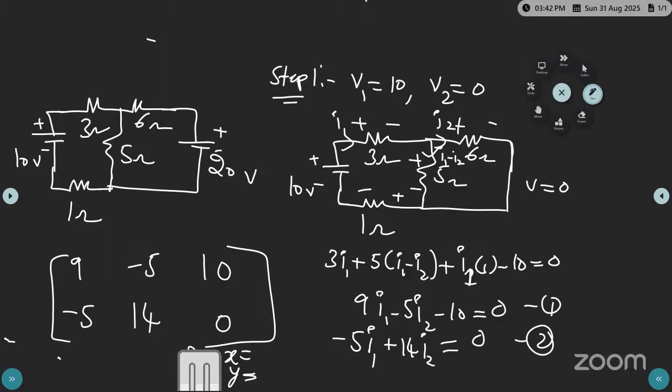SD is there. Press that one. 1.386, then enter. This is the Y value, the I2 value. Enter SD.